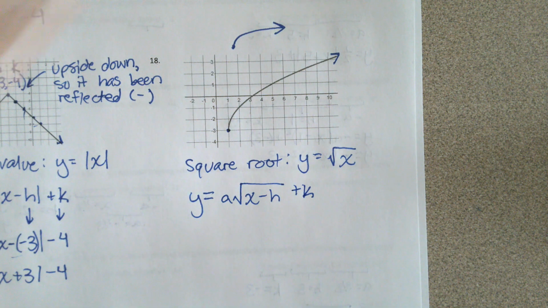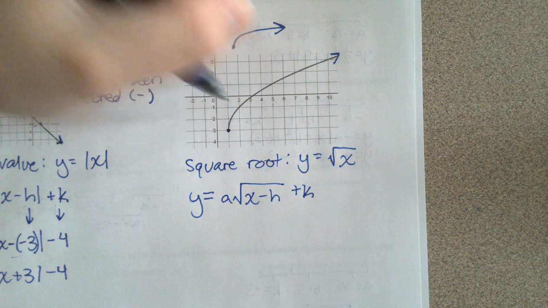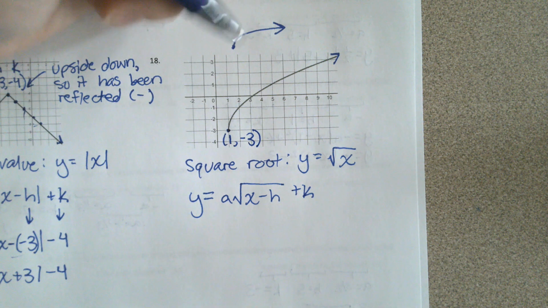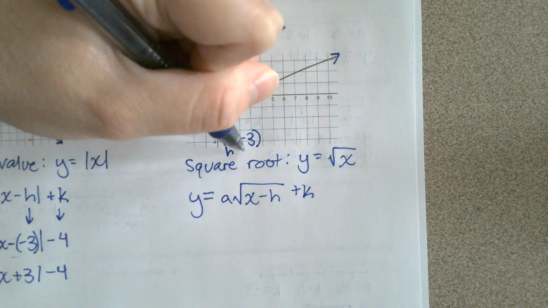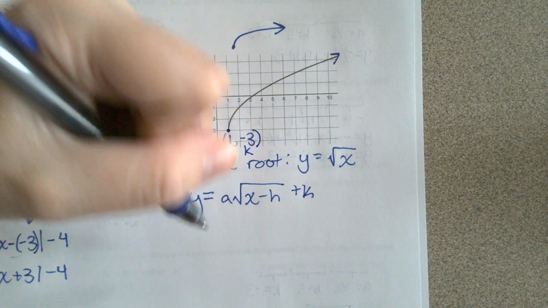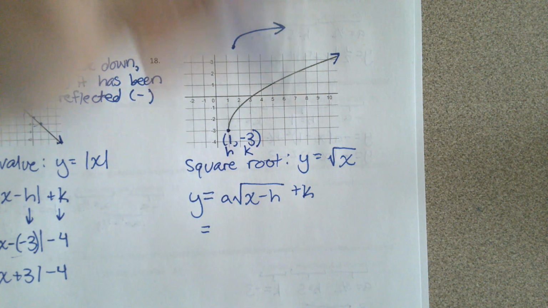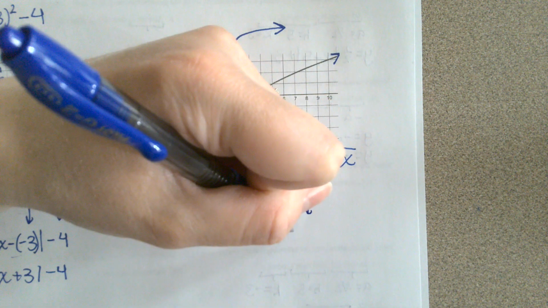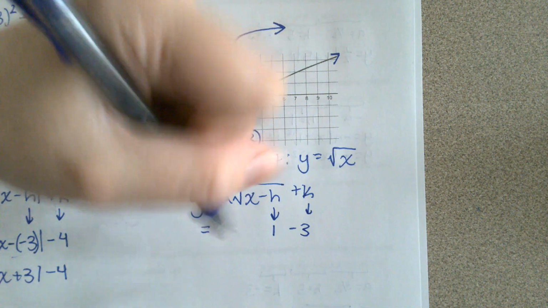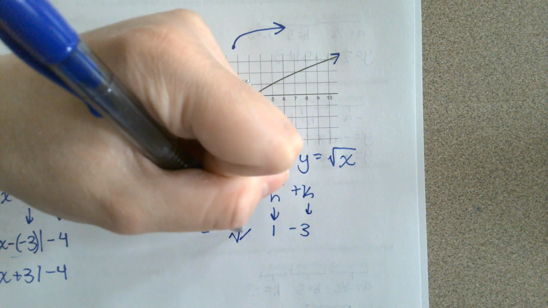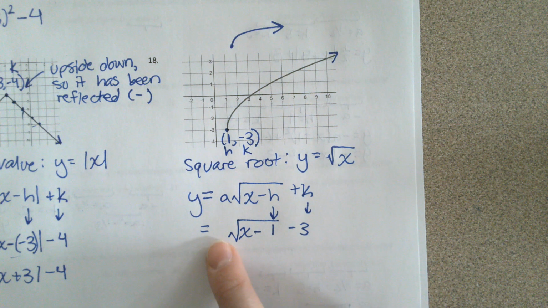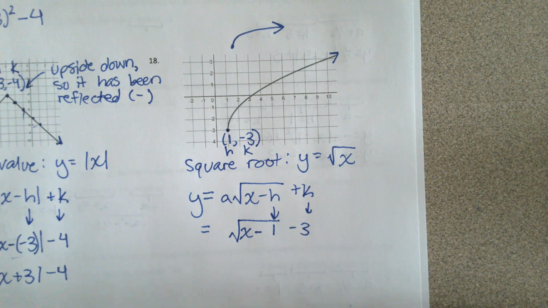Let's find these letters. Our starting point here, technically still called our vertex, is 1, negative 3. So 1 is h and k is negative 3. So h is 1, k is negative 3. Bring down the rest of it. We have square root x minus, bring all that down. Only thing up for debate still is the a.